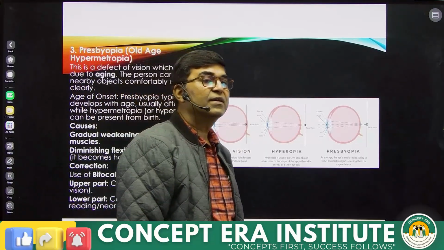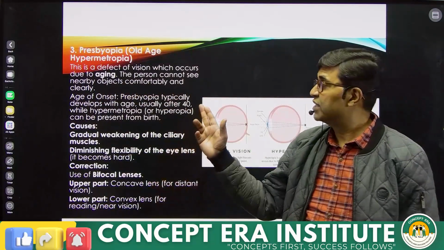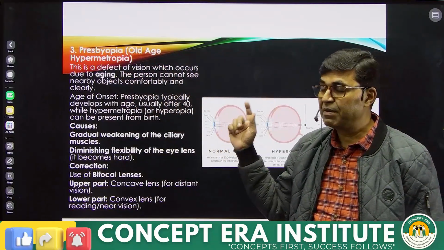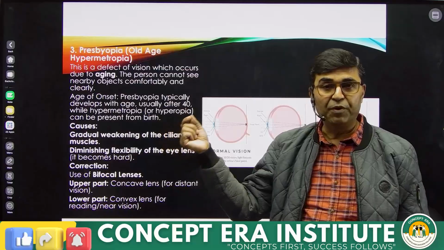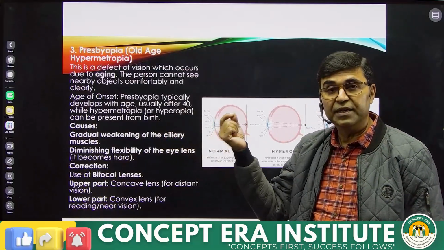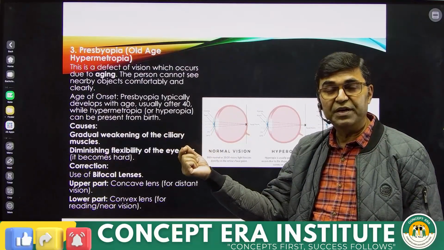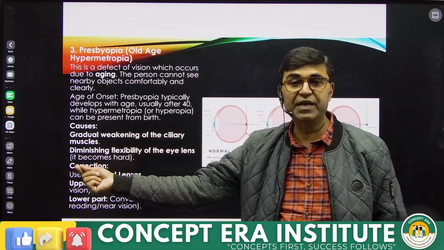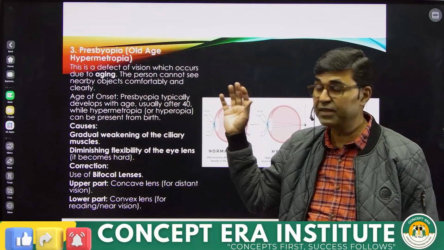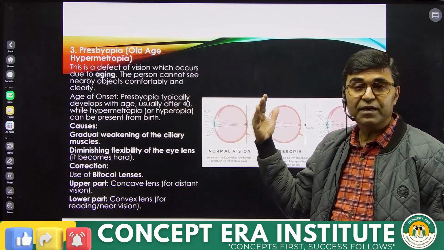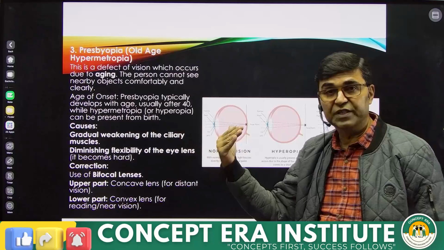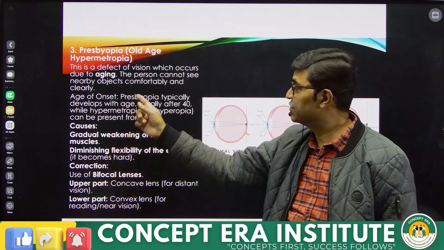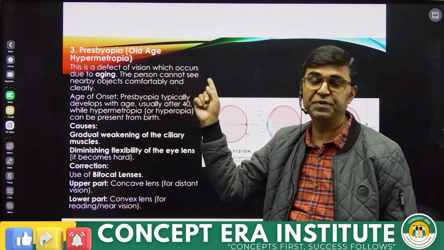Now you may ask a question: what is the difference between presbyopia and hypermetropia? In hypermetropia, there is a particular point at which the near point has receded. It is not going to recede further from that in the coming time. But in this case, the recession of the near point goes on increasing with time. That's why it is known as old age hypermetropia.